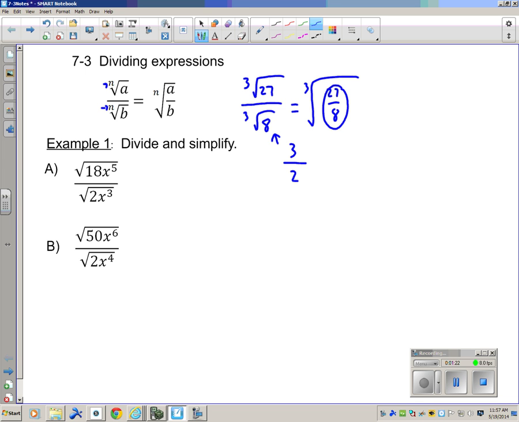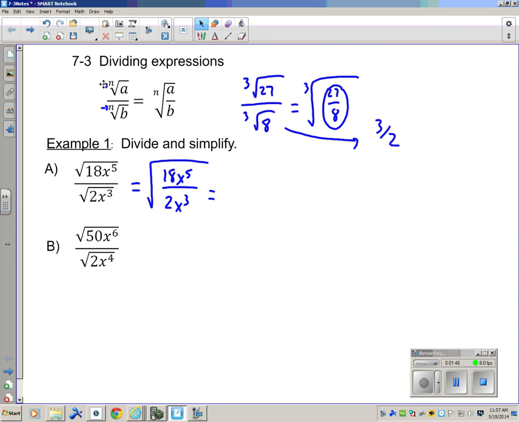For instance, this next one here, you've got the square root. So if I put it together, I would do 18x to the fifth divided by 2x to the third. So you want to do your division first in this case. So let's do our division here first. I'm going to move this 3 halves out of the way.